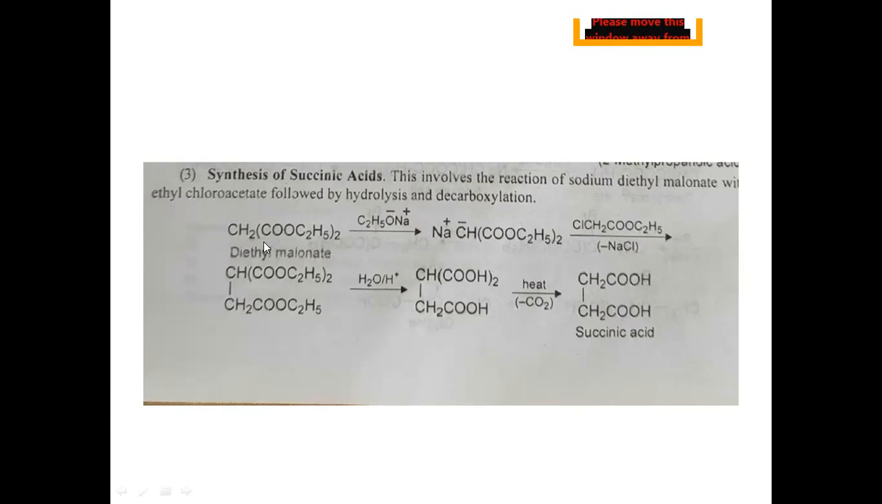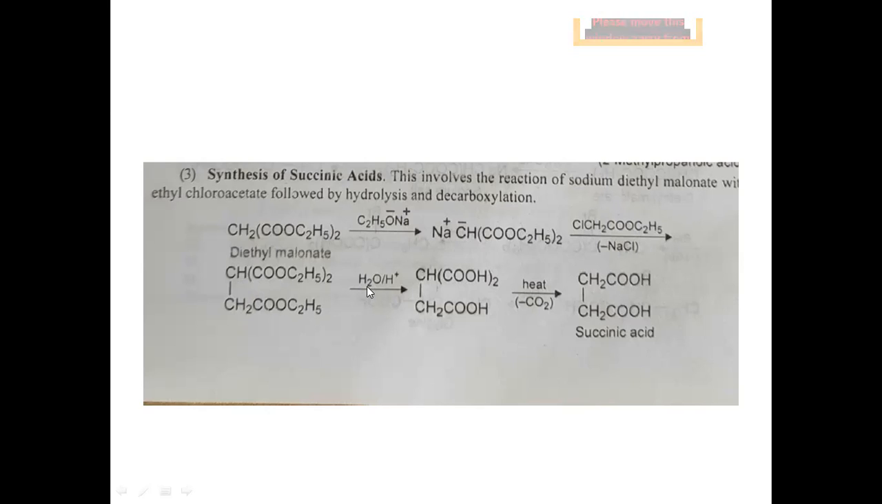So here, this is diethyl malonate. It is converted into sodium salt. Sodium salt is then reacted with this ethyl chloroacetate. This is ethyl chloroacetate, so this CH2CO2C2H5 part will get attached here. You will be able to see here CH, and to this the remaining CH2COOC2H5 part will get attached.